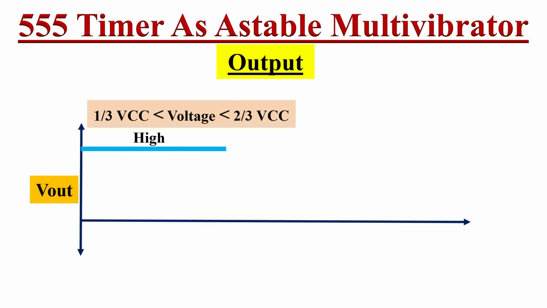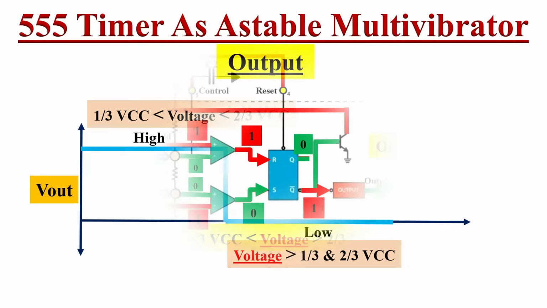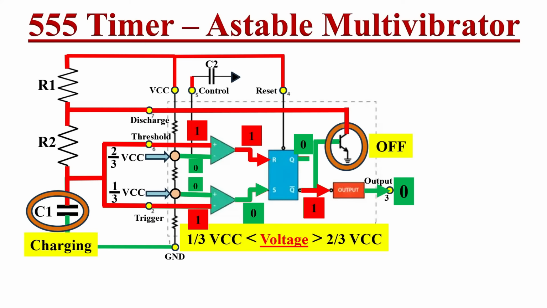And whenever the capacitor voltage is greater than both 1/3 and 2/3 VCC levels, then the 555 timer output level changes from logic high level to logic low level. So now this discharge transistor's base terminal will get logic high level. Hence this transistor turns on, so it acts as a closed switch.